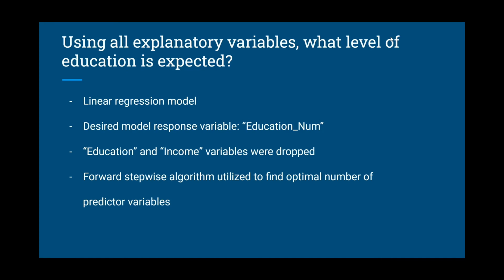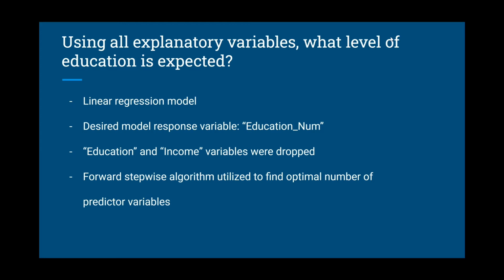One of our prescriptive analysis questions was, using all explanatory variables, what level of education is expected from an individual. Now, in order to answer this question, we had to run a linear regression model because our desired model response variable was on a continuous scale. And the actual desired model response variable was education num, which is denoted by an integer that represents the education level of an individual. For example, an education num of 11 would represent someone who completed 11th grade, whereas an education num of 13 would represent someone who has completed the first year of a bachelor's degree.